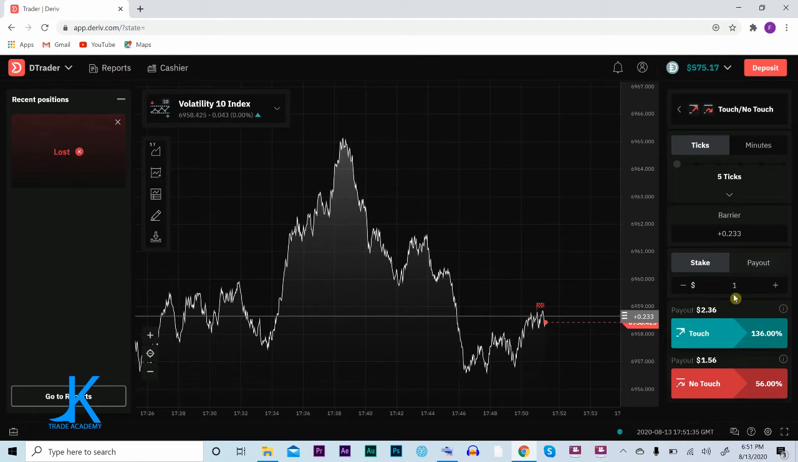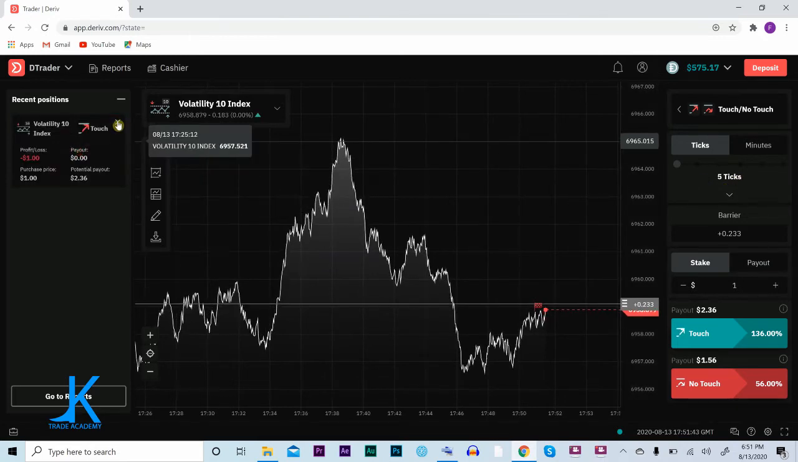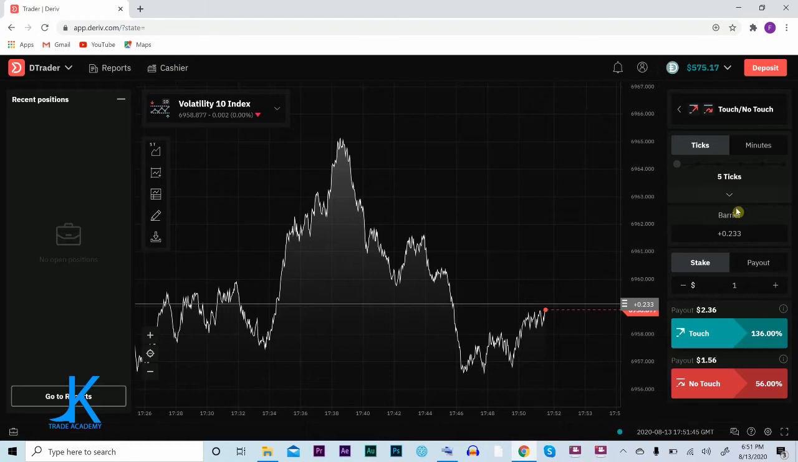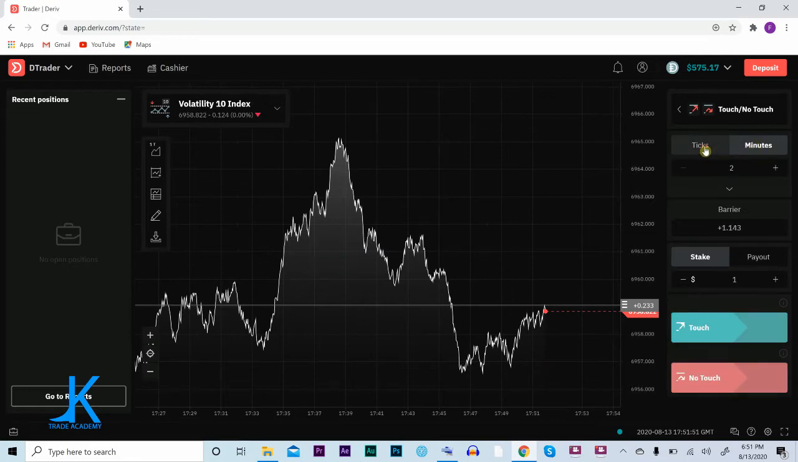So let's just see how to set it. Now in this trading technique, we're not using touch. Please let me cancel this. I don't like seeing loss. I don't like seeing it. Okay, so let's go to tick. We're not using tick in this, we're using minutes. Now you have tick and minutes, so we're using minutes.